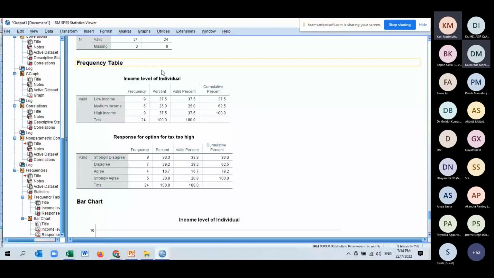Look at here, income level 37.5. So here, anyone having high income 37.5. People who are low income, medium income, the 62.5%, they do not feel the tax burden. Yes or no? Is that interesting, right? So 37.5% of the high income people have rated, I feel taxation is very high in the country. So that is the relationship.